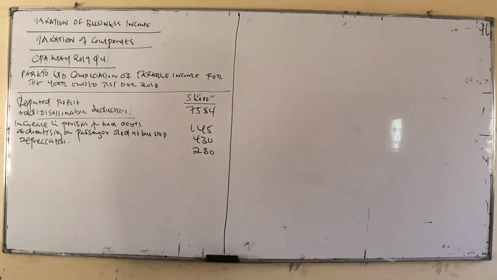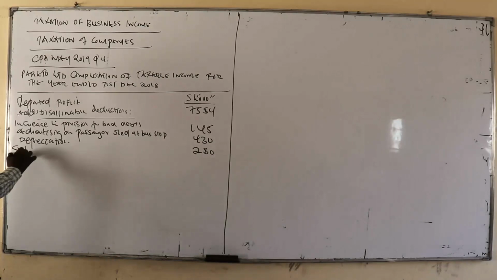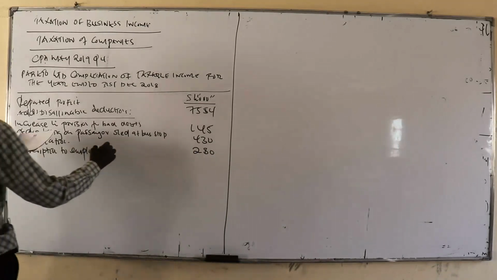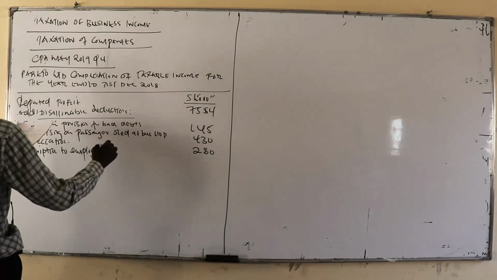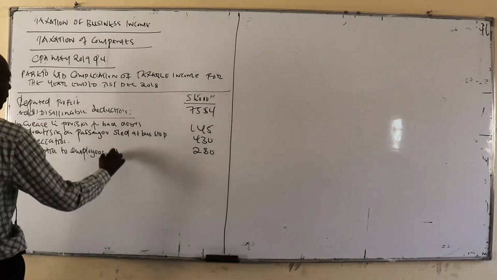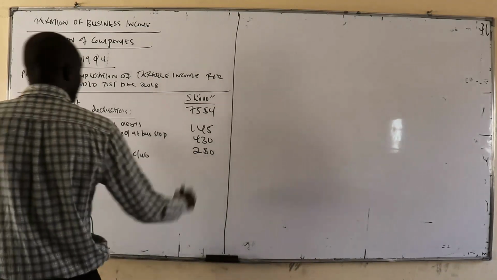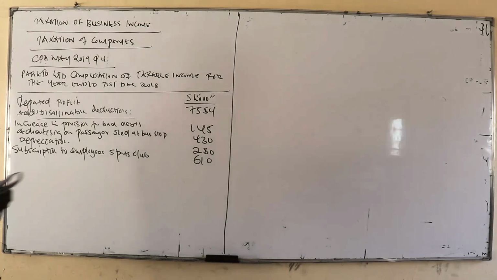Subscription is supposed to be allowed if it is paid to a trade association. So we have been given the breakdown of subscription. Number 6, annual subscription fees to Chamber of Commerce and Industry, that one is allowed. Subscription to the employees' sports club is not allowed. How much is it? 610. So you add that one, because it is not allowed.